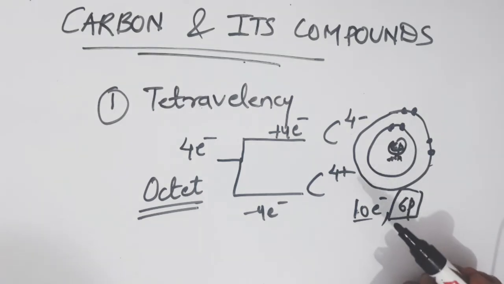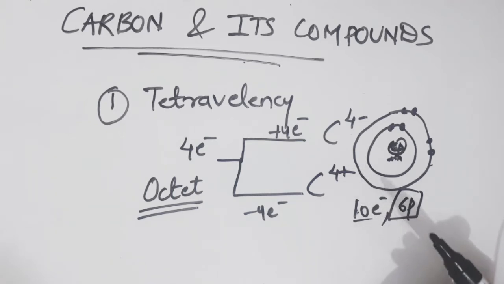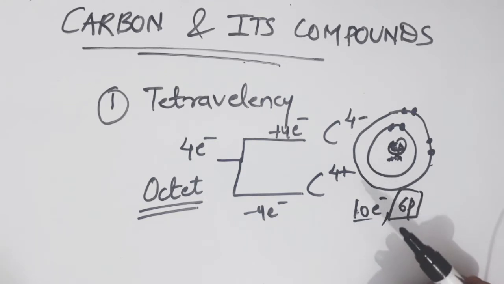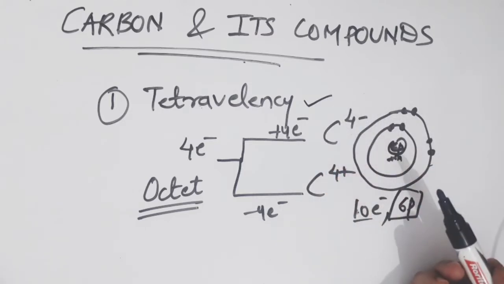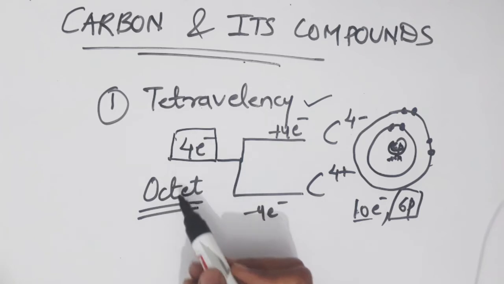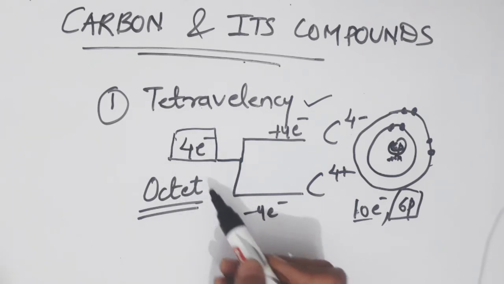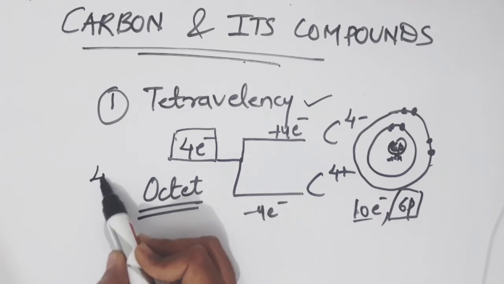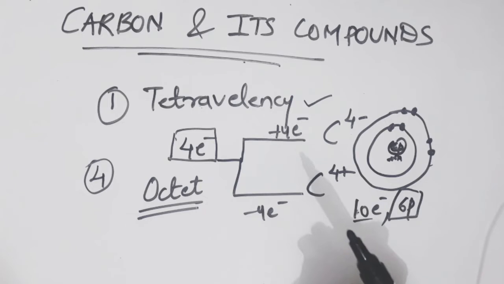The property of carbon of linking with other atoms through covalent bonds is known as tetravalency, and it has only 4 electrons. So it will try to share these 4 electrons with electrons of different atoms, and therefore it forms only 4 covalent bonds, and carbon shows tetravalency.